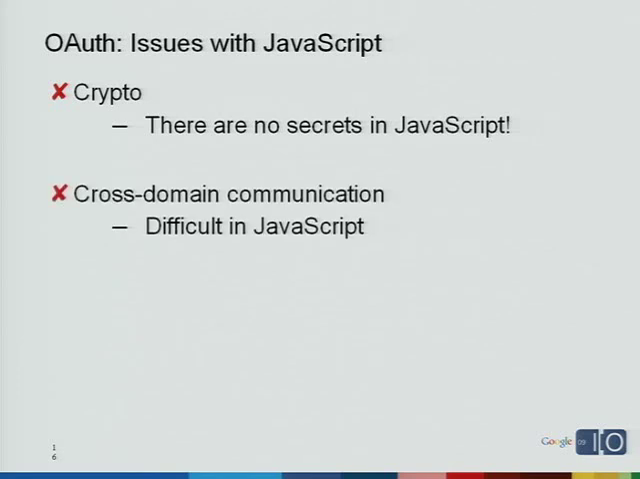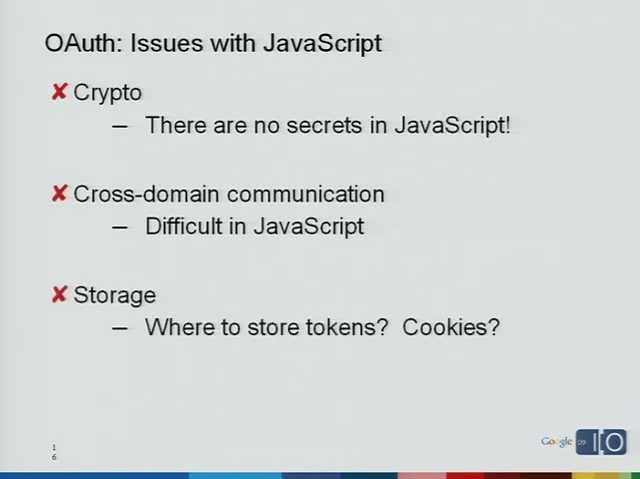The next issue, as I mentioned earlier, is cross-domain. As you saw, the OAuth process has a lot of communications between the consumer and the service provider, and you're going to have a hard time doing that when you're using JavaScript. And lastly, you have the question of storage. You've got all these tokens going back and forth, and where do you store these tokens when you receive them? Do you put them in cookies, or what's the standard way to do that?